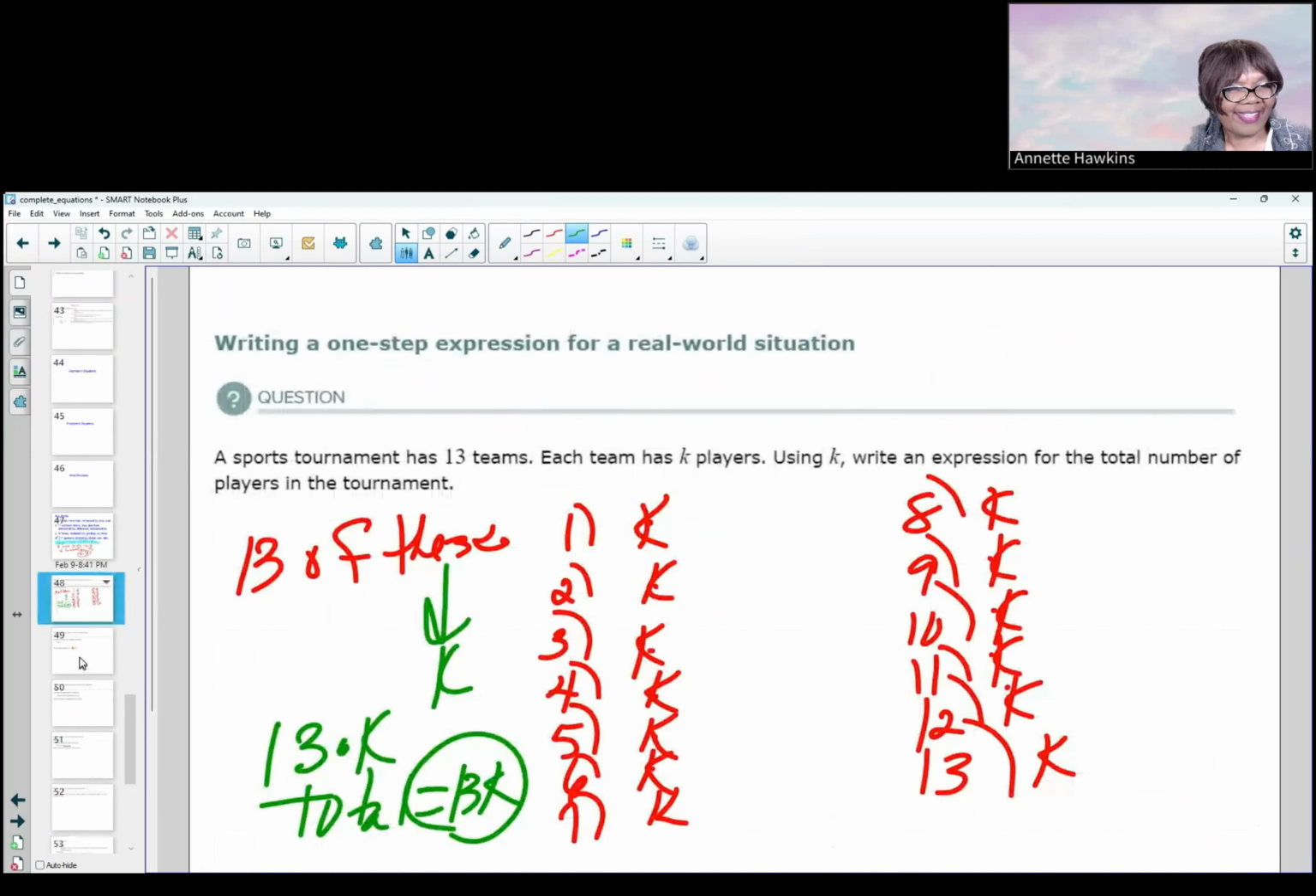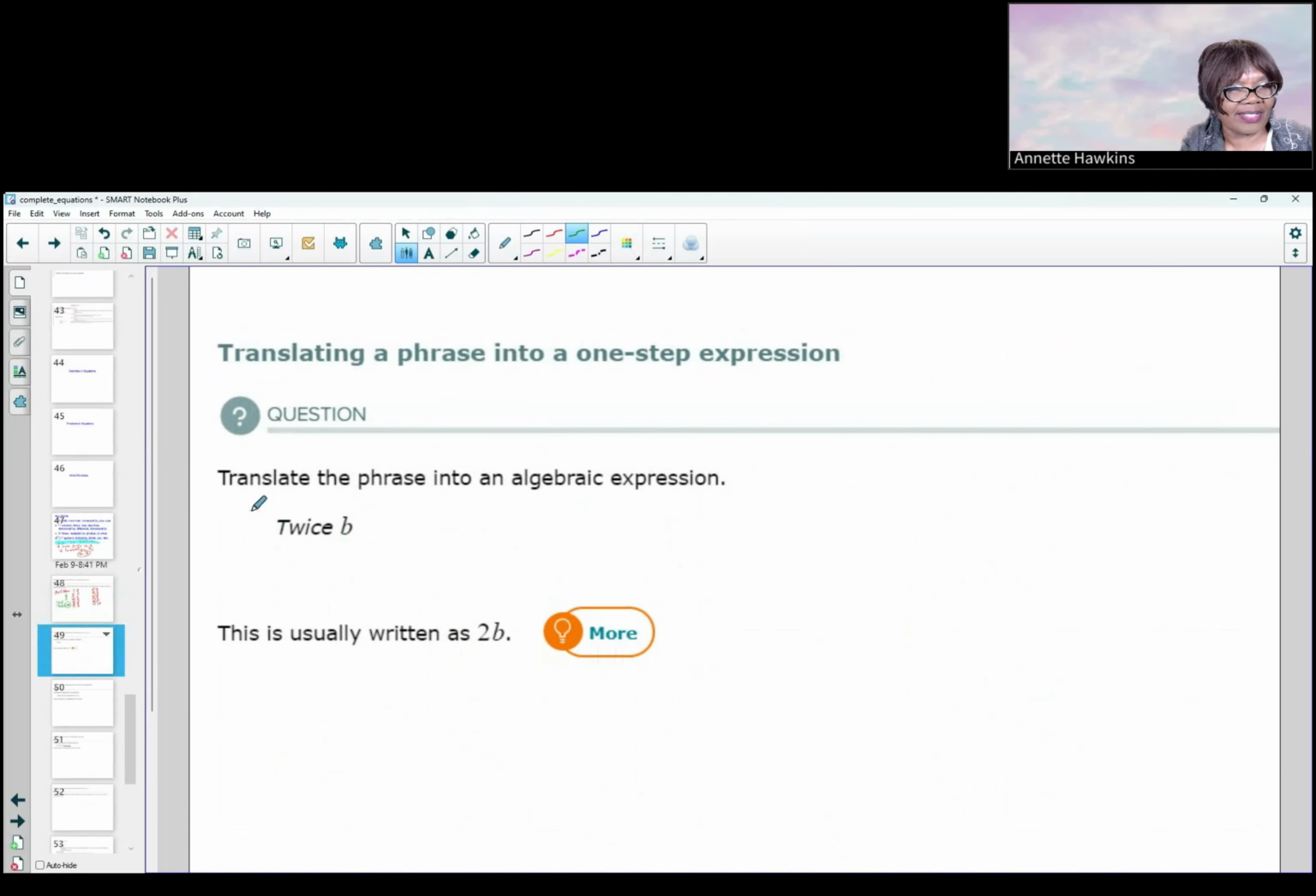Okay. All right, let's look at this. It says translate into an algebraic expression. That's twice. Twice means 2 times. So that's 2b. All right, try that one.